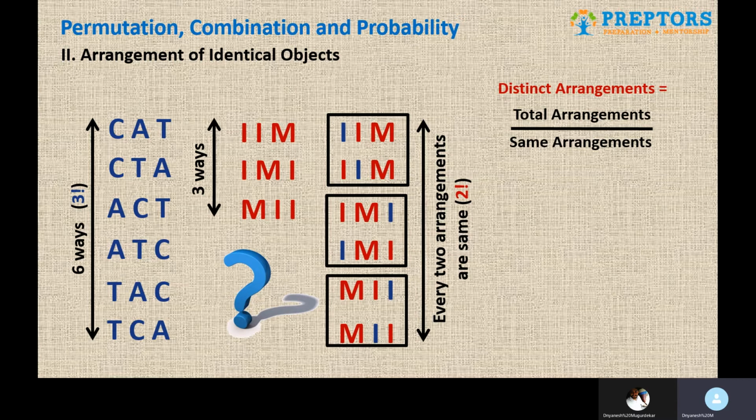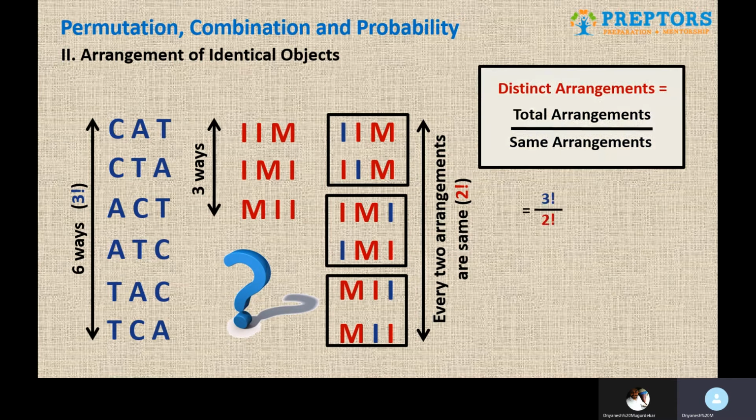So in this question, IIM, consider all three as distinct. So you have 3 factorial total number of arrangements divided by the similar arrangements. Two I's are identical, and hence their arrangements of 2 factorial we need to divide. So 3 factorial divided by 2 factorial, that is 6 divided by 2. You get the 3 ways, the same answer.